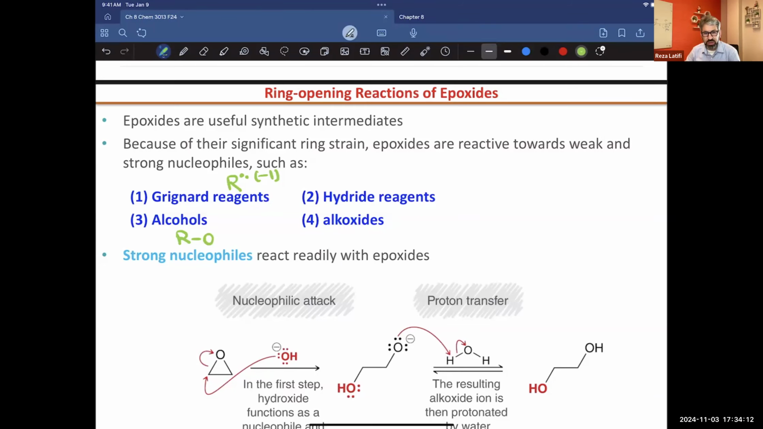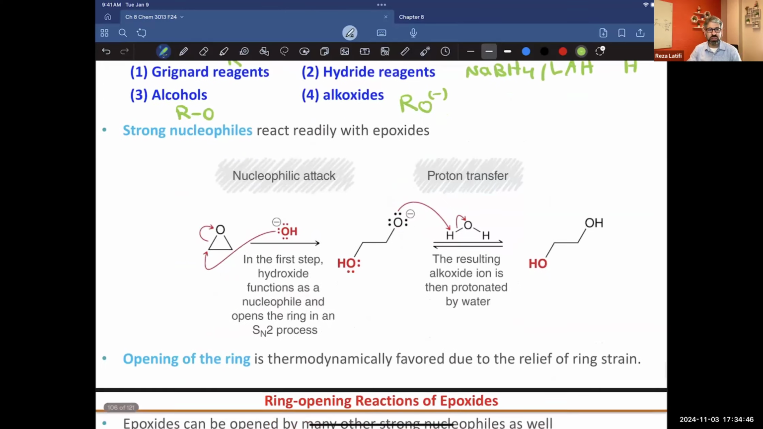The next one is going to be the hydride reagent, for example sodium borohydride or lithium aluminum hydride, and they will add H minus to the ring. So on one side we will have a saturated carbon, on the other side we will get alcohol. And the alkoxide will add RO to the ring, and this one will come with a negative charge. So similar to alcohol, we will get ether plus alcohol.